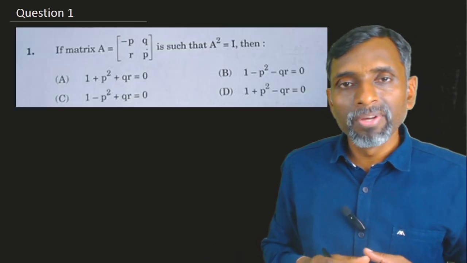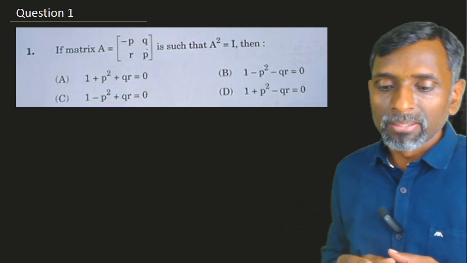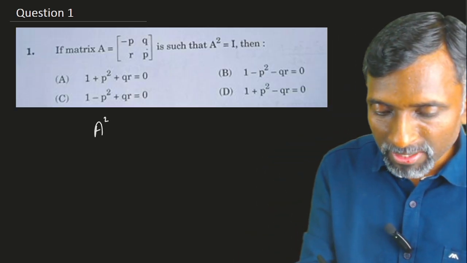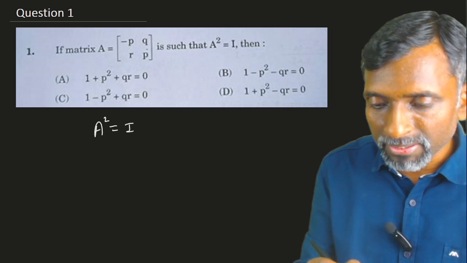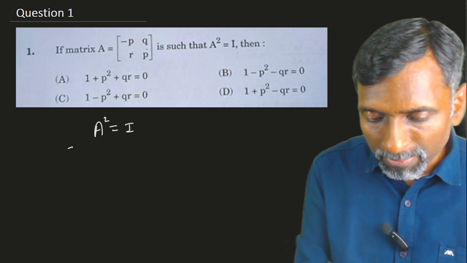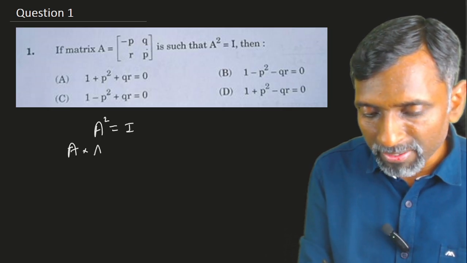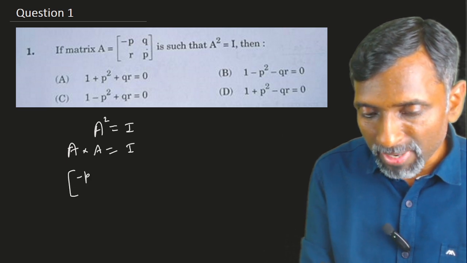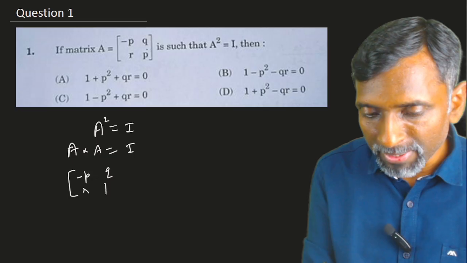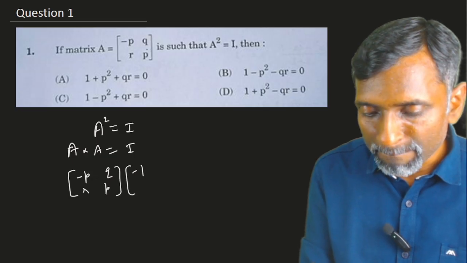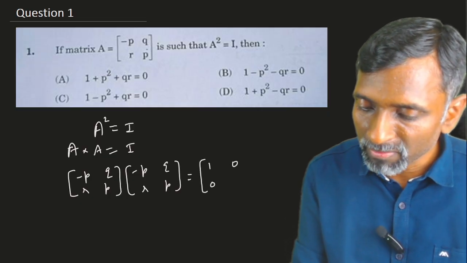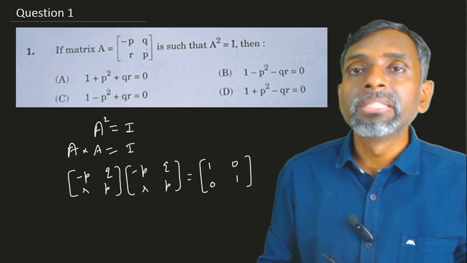Question 1 is a very simple question on matrix multiplication. The equation given is A squared equals I. So we can multiply A with A, because A squared can be written as A multiplied by A, equal to I, the identity matrix. So we multiply the matrix [[-P, Q],[R, P]] with itself. The most important thing when we are doing a multiple choice question is that there is no need to solve 100%. We just need the answer.